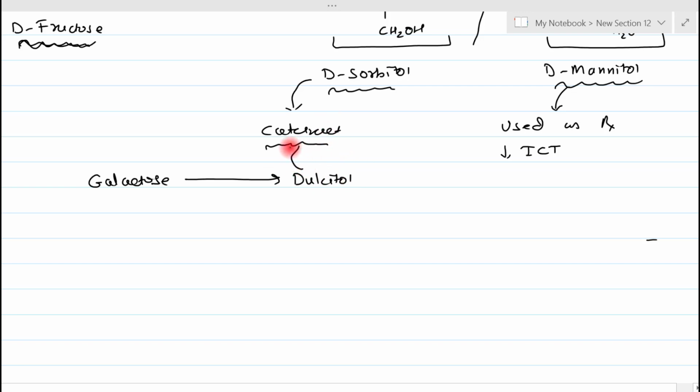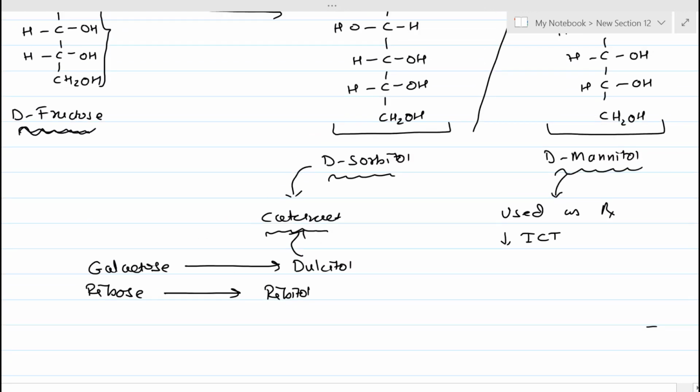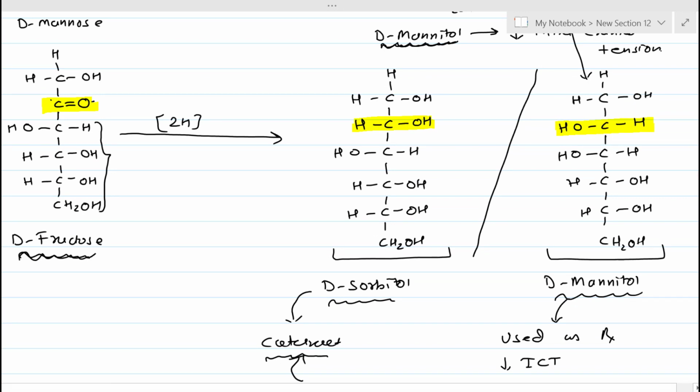If you take galactose, it undergoes reduction to form dulcitol, and this dulcitol is also responsible for cataract formation. If you take ribose, it will form ribitol. So this reduction of monosaccharides is an important topic because there are many biomedical importances. So this is all about the reduction of monosaccharides. If you have any query or confusion, please write it down in the comment section below. Thank you.